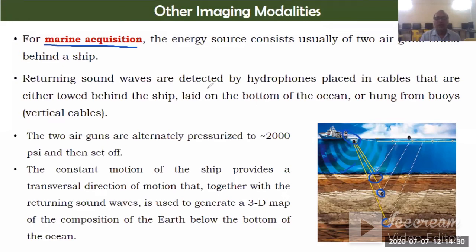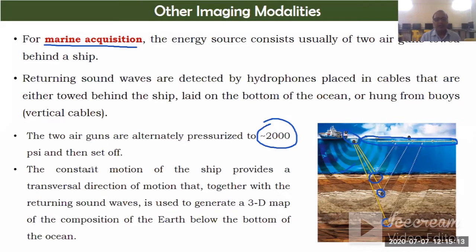Returning sound waves are detected by the hydrophones placed in a cable. See this cable. This will be placed. The hydrophones placed with the cable are either behind the ship or on the surface of the sea. The two air guns are alternately pressurized to approximately 2000 psi and then set off. Signals are passed at a certain pressure and at a certain time. So it is nearly 2000 psi.